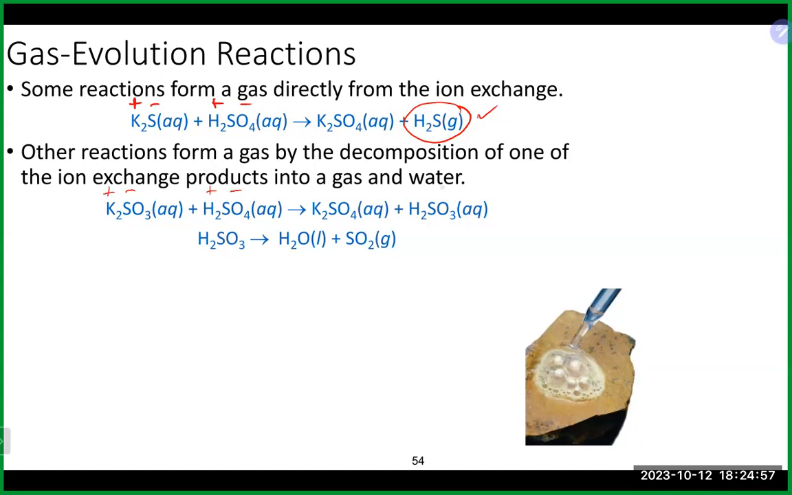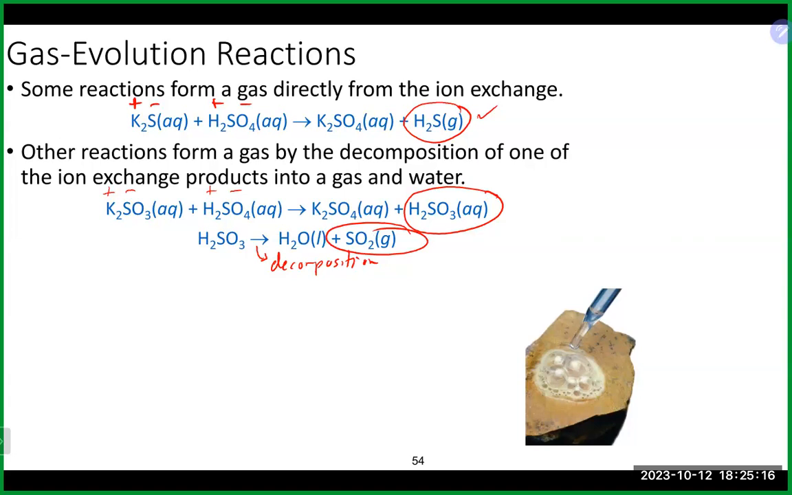Now, other times, for example, if we take potassium sulfite here, positive, negative, and sulfuric acid, as a result of the exchange, we make this guy right here, which is H2SO3. I believe that's sulfurous acid. Sulfurous acid actually will then go through a reaction known as a decomposition reaction pretty quickly, and it will produce some SO2 gas as a result of it.